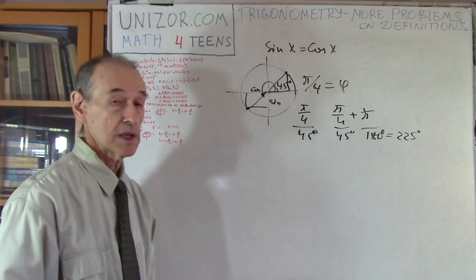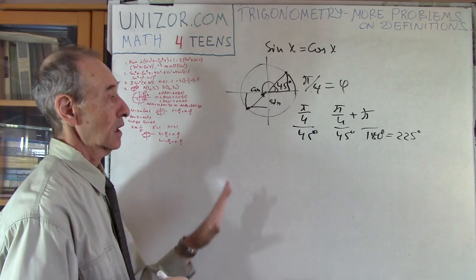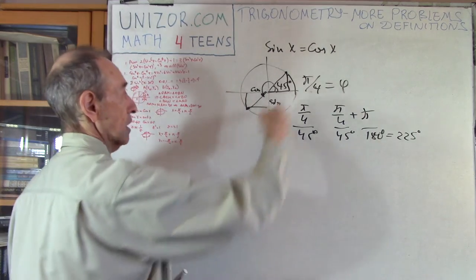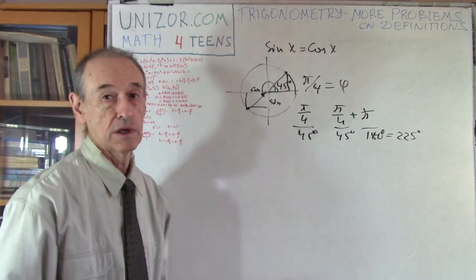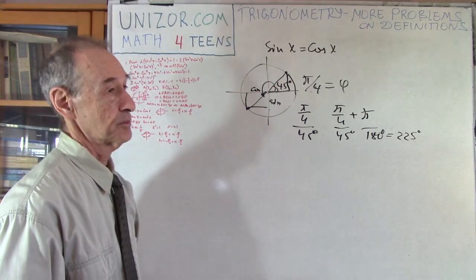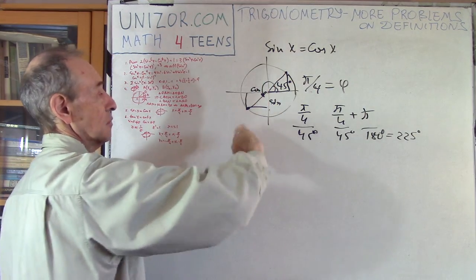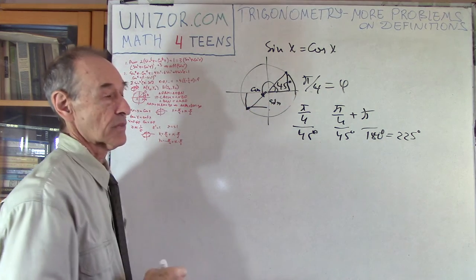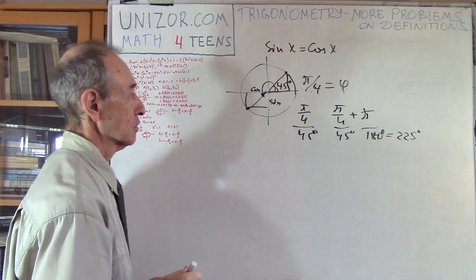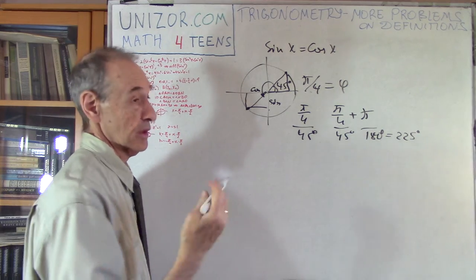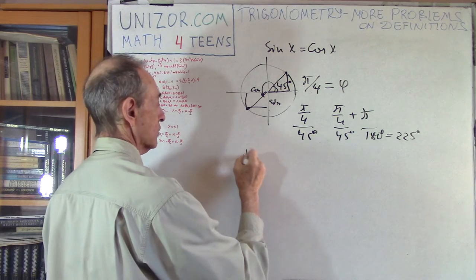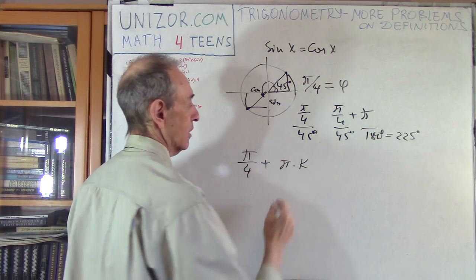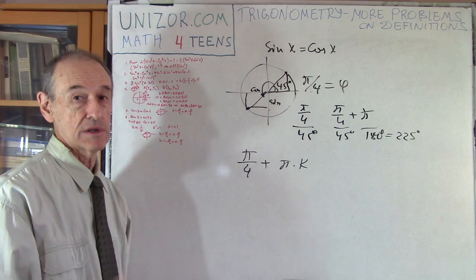At the same time, let's not forget that in trigonometry, angles can be greater than 360 degrees. So you can rotate your radius vector more than 360. So basically, these two points correspond to a broader set, an infinite number of solutions. So it's pi over 4 plus pi times k, where k can be any integer number.